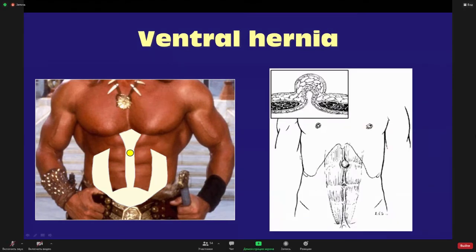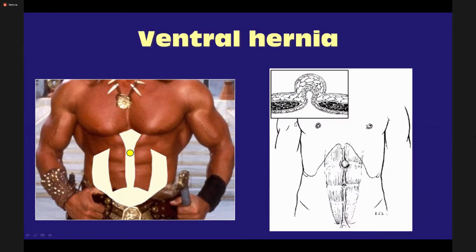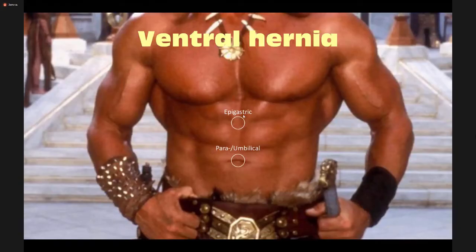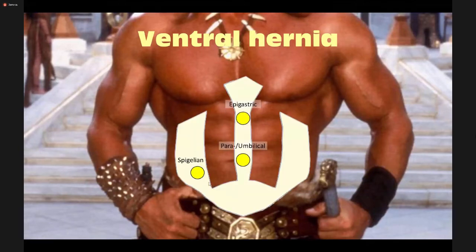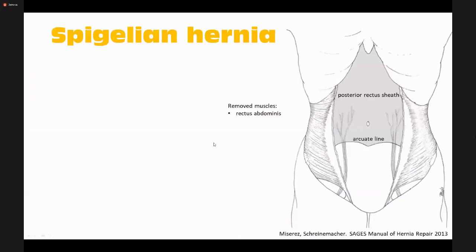When it evolves more, like now we move to the epigastric site, here comes the preperitoneal fat, herniates up subcutaneously, and actually pulls its attached peritoneum, and then we have a hernia sac. So these are the epigastric and umbilical hernias. The Spigelian hernias also have this fat underneath.